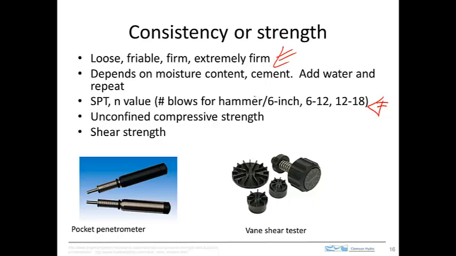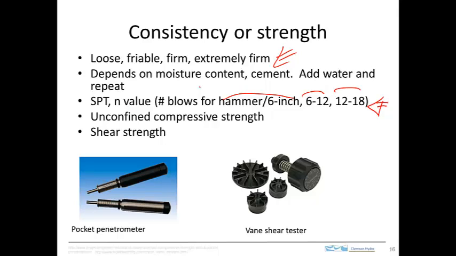And so you have an N value for the first 6, the next 6, the next 6, depending on how long the sampler is. So you would get a series of these N values, and through the years people have written down these N values and correlated them to different consistency of soils. So you can match up the standard penetration test N value with the consistency of the soil.